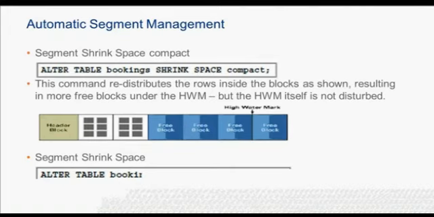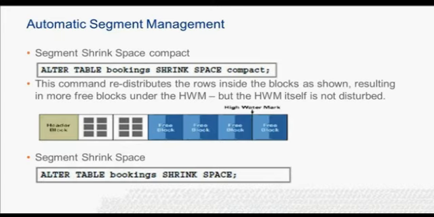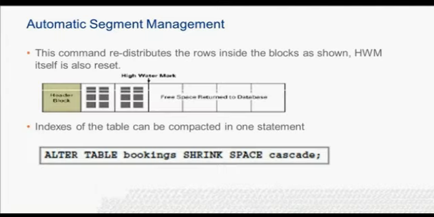After enabling row movement, to defragment the segment, issue the command ALTER TABLE table_name SHRINK SPACE COMPACT. This command will defragment blocks, but it will not reset the high water mark. The high water mark remains at its initial position. There is another command, ALTER TABLE table_name SHRINK SPACE. It will also do the same work, but it also resets the high water mark. Now by resetting the high water mark, continuous free blocks are available to the database for new insertion.